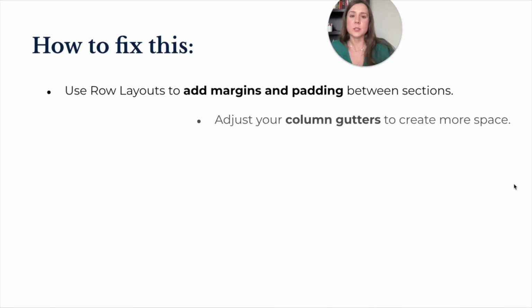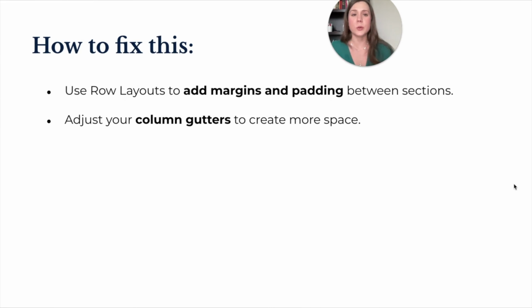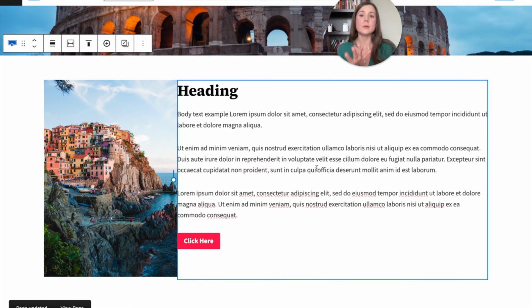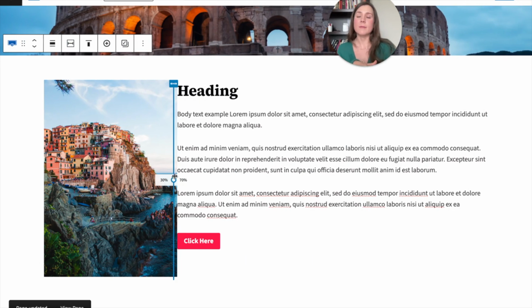The next thing you can do is adjust your column gutters to create more space. A lot of times I'll see people pair an image with content and they're just kind of encroaching on each other, and it's really hard to read. So similar to how you see here, you can see I have literally no spacing between my two columns.